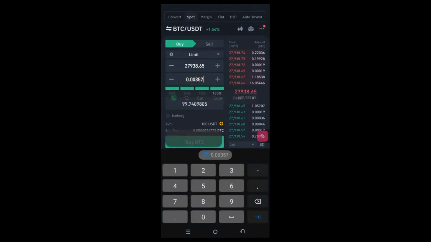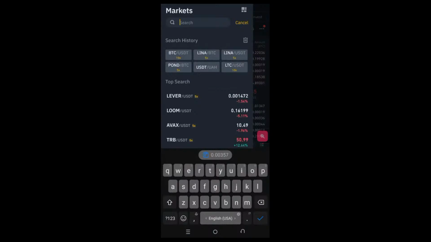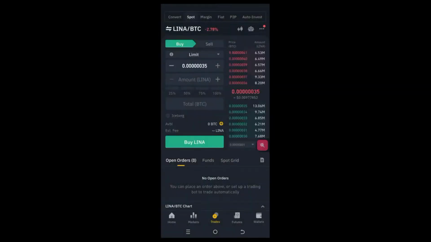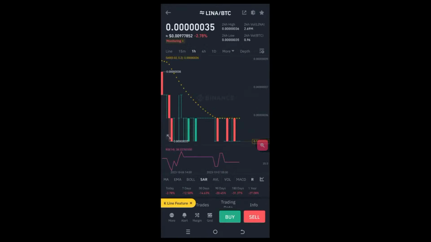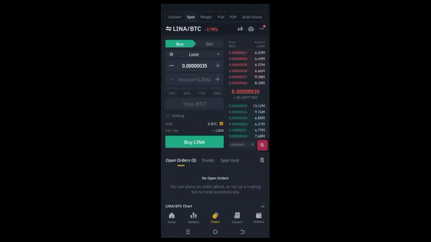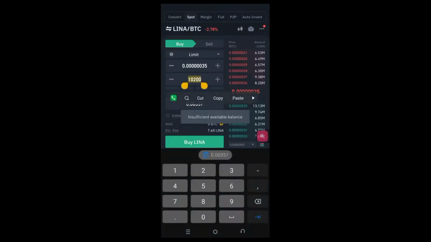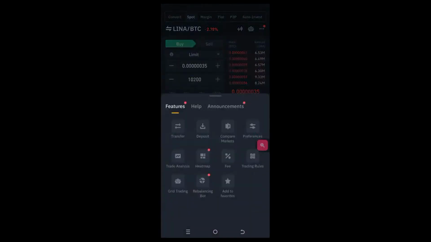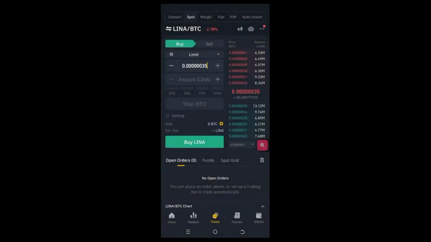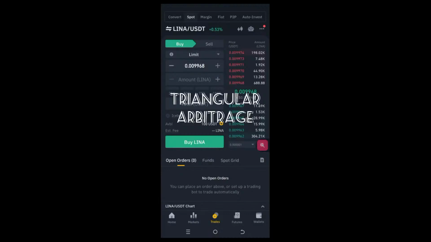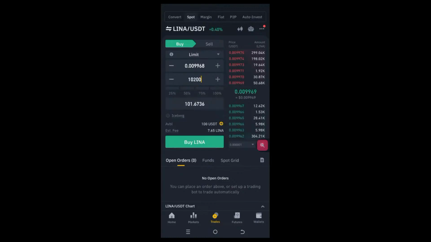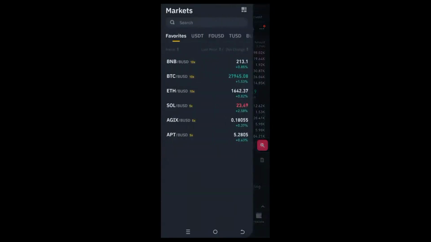Then let's copy it and go to Lena BTC. All right, here it is. I hope this is going to work for us. Okay, let's put that in here quickly and buy. Make it snappy. That's 10,200. Let's copy that and quickly go and see how much this will give us in Lena USDT. By the way, this is triangular arbitrage. So I'm just going to put this in here and see. Oh, $1.67. Not bad at all. 1.67%. Let's go.